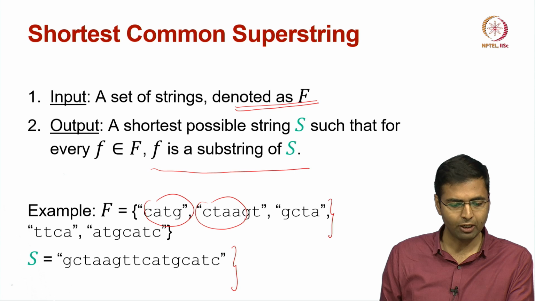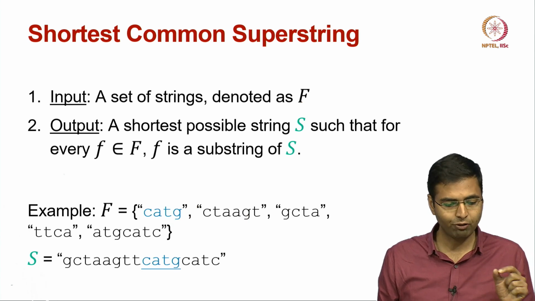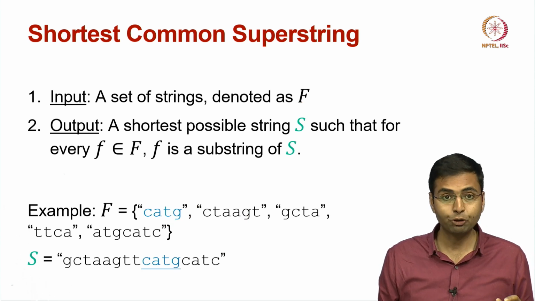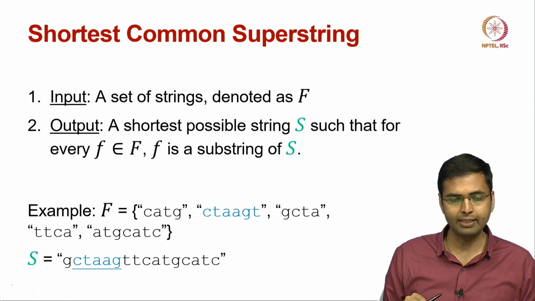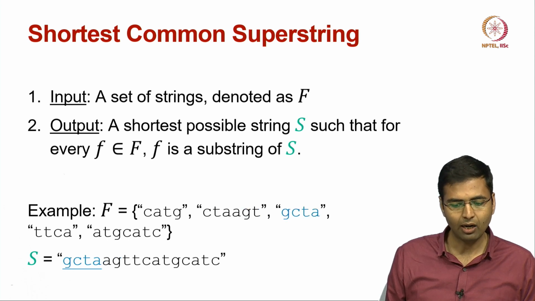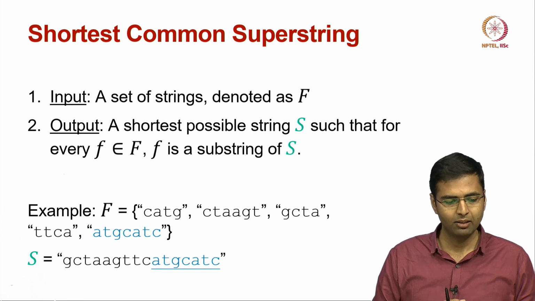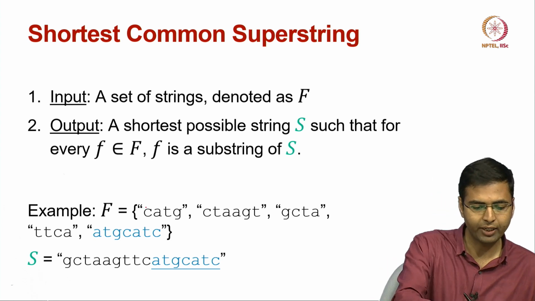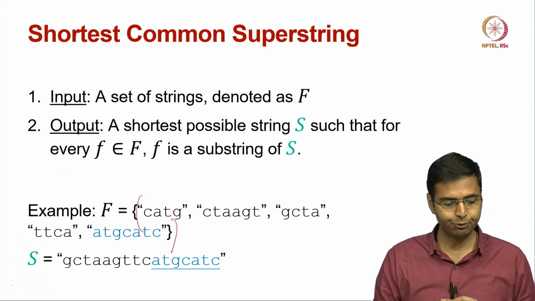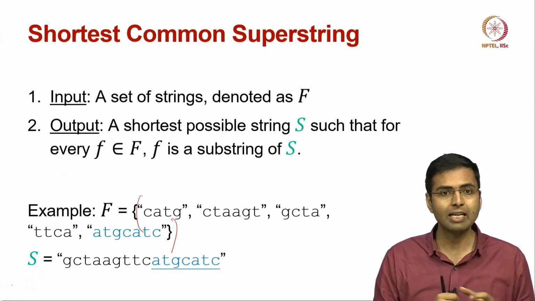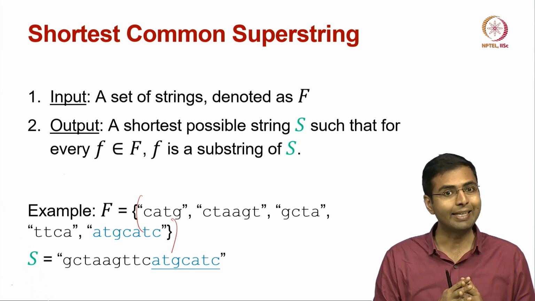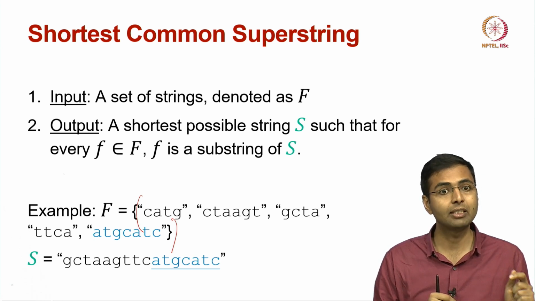So, for example, in this particular case you can see that CATG is a substring of s, CTAAGT is also a substring of s. Similarly, other strings are also substrings of s. So clearly all of these are substrings of s, and in this particular case it turns out that s is of shortest possible length. For this example we cannot find a shorter string which will satisfy this property that every string in f is a substring of s.